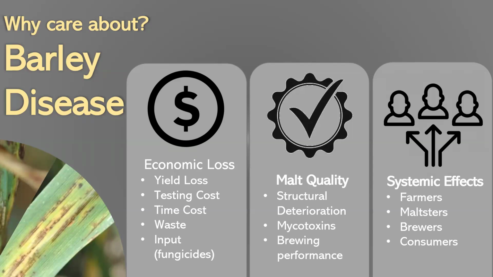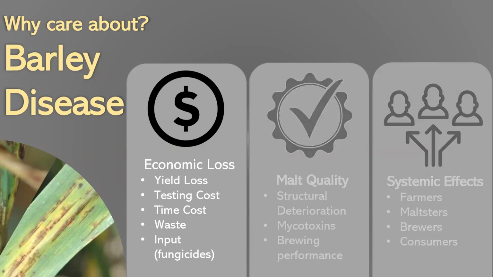So we also have malt quality concerns. Of course, everybody knows DON, but there's also structural deterioration that could be caused with increased disease pressure, mycotoxins, and reduced brewing performance, specifically lautering. So this is a systemic effect that will happen from the farmer up to the maltsters, the brewers, and even down to the consumers, as we've seen with Brian Stephenson's slide, that the beer could be costing more and consumers aren't going to like that.